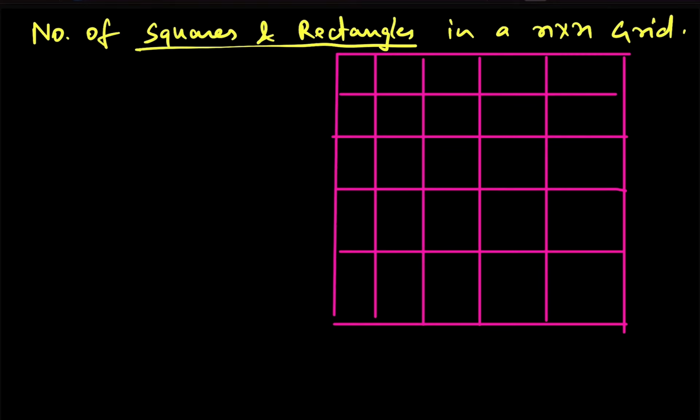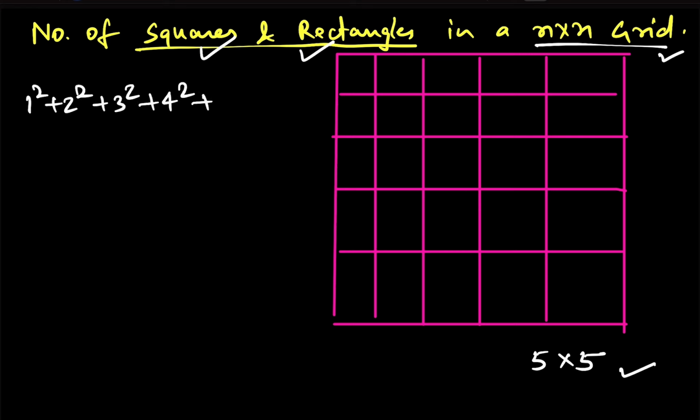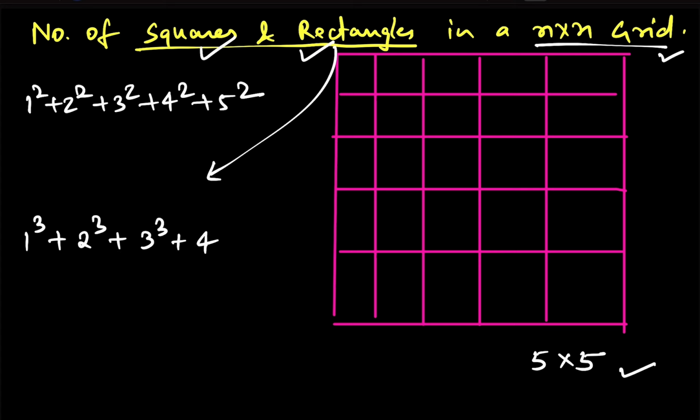So let's see the number of squares and rectangles in an n cross n grid. For example, we can take a 5 cross 5 grid and find out. I will first tell you the result. The total number of squares in this 5 cross 5 grid will be 1 square plus 2 square plus 3 square plus 4 square plus 5 square.